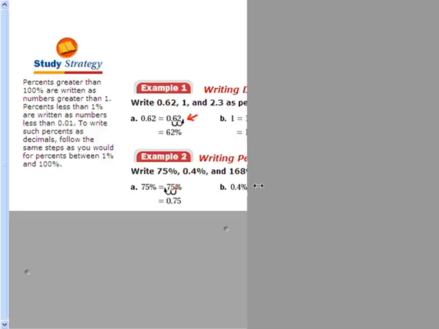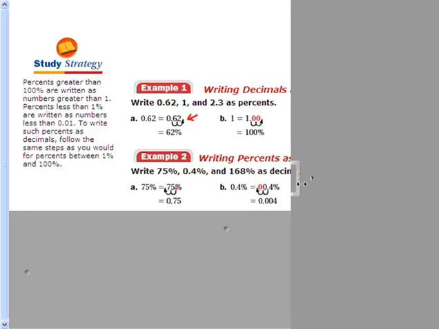That one's simple. Here's a slightly more complicated one. This is less than 1%, 0.4%. So 0.4%, here's your decimal. They're moving it to the left twice, adding a 0, and ending up with 4 thousandths.